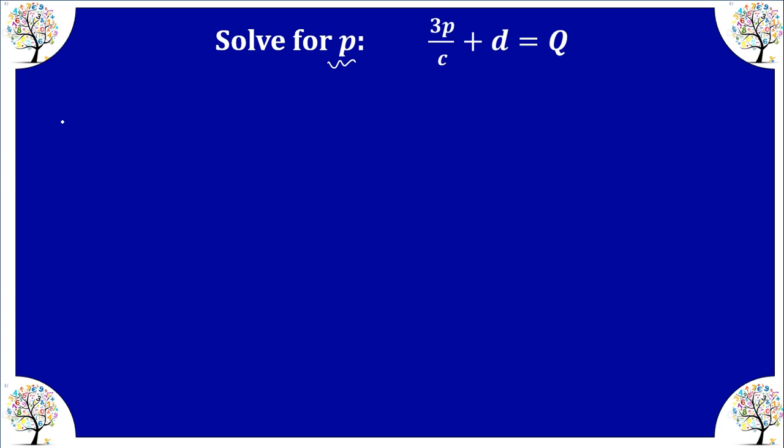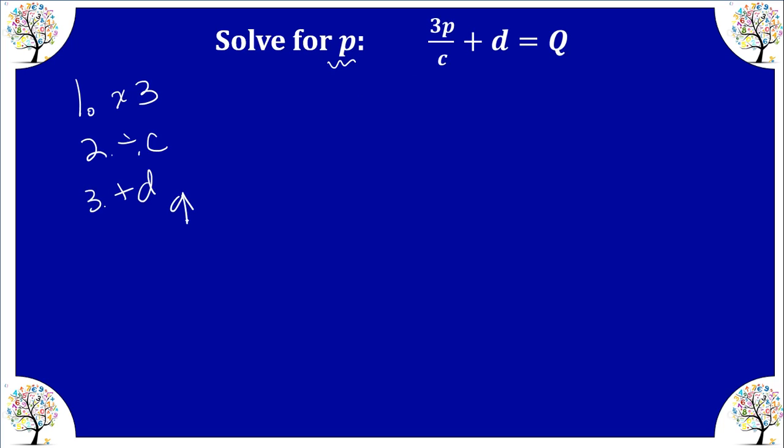So what is happening to p? So if, let's just go through order of operations. P is being multiplied by 3, then it's being divided by c, and then it's being added with d.